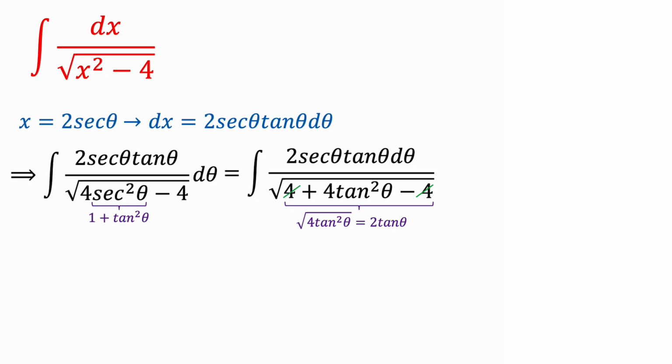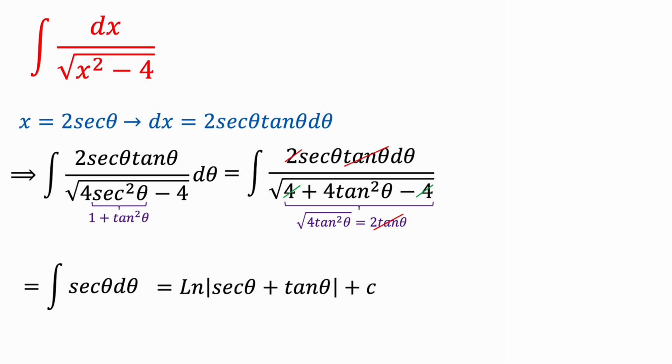What comes out from under the radical sign? 2 tangent theta. What did I have in the numerator? 2 secant theta tangent theta. So the tangent in the numerator cancels with the tangent in the denominator. Here we have the integral of secant theta. Now you might recall we encountered secant theta in our previous problem. The integral of secant theta was found to be the natural logarithm of secant theta plus tangent theta. So what comes next? Excellent.